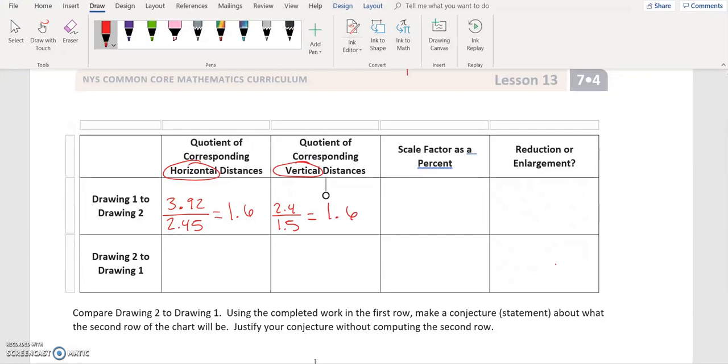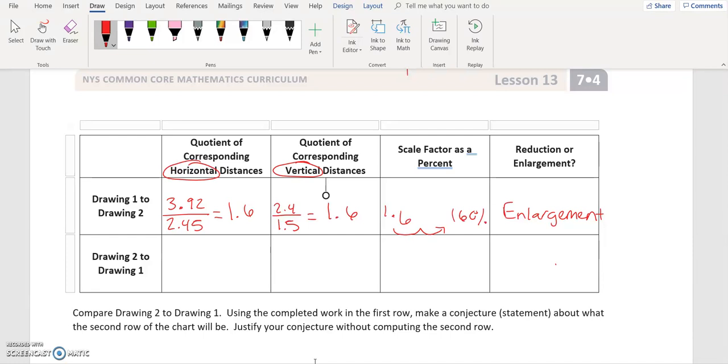Scale factor as a percent: we have it as a fraction, we have it as a decimal. We need to change it to a percent, so 1.6 as a decimal, move the decimal 2 places to the right, gives us 160%. And so that is an enlargement. You notice that the picture was getting bigger. So what do you think is going to happen when we're going from 2 to 1?